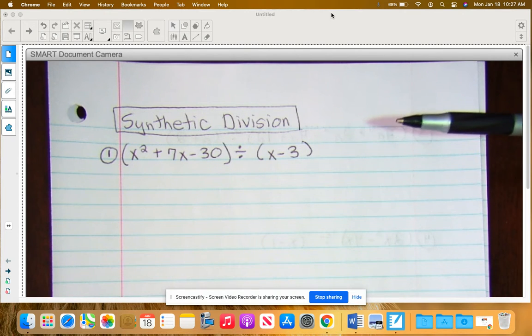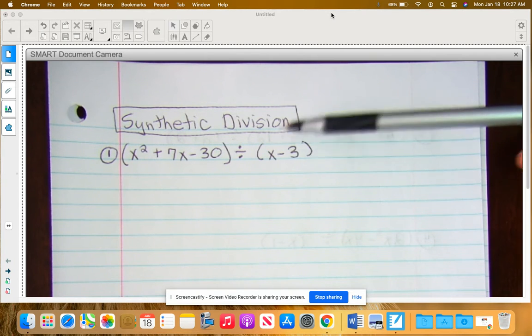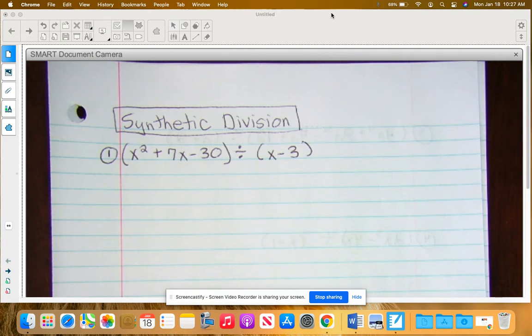If it's a trinomial, it's not going to work. If it's quartic, it's not going to work. So it only works if you're dividing by a linear binomial, and your first coefficient should be the number 1. Now, as the video goes on, I'll show you what to do if your first coefficient is not 1. So let's jump to the first example. This is the very first problem that we did in yesterday's video. So I'm going to work it out, and you'll see that we're going to get the same answer.